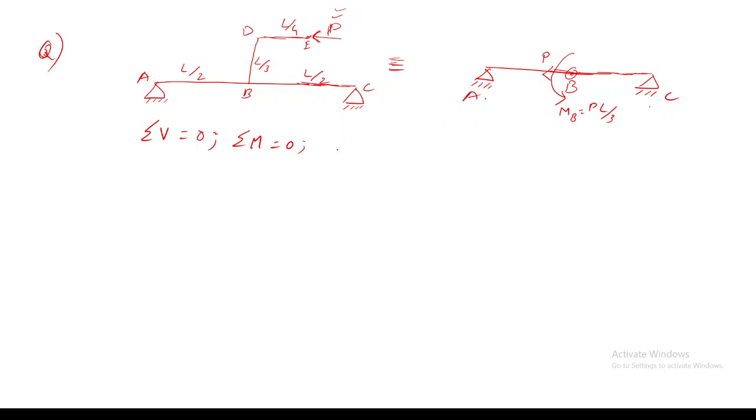Here summation V will be RA plus RC equals 0, right? Correct. Which means both RA and RC are equal in magnitude, but opposite in direction. RA equals minus RC.